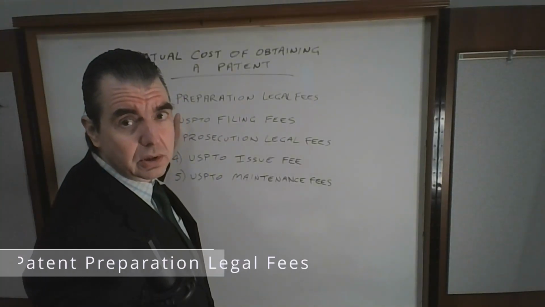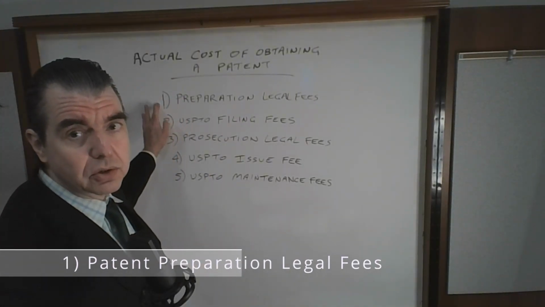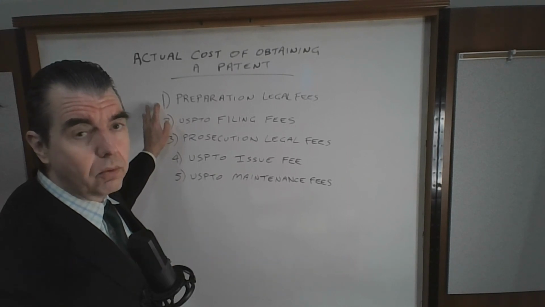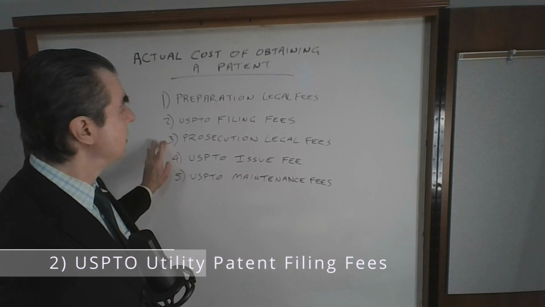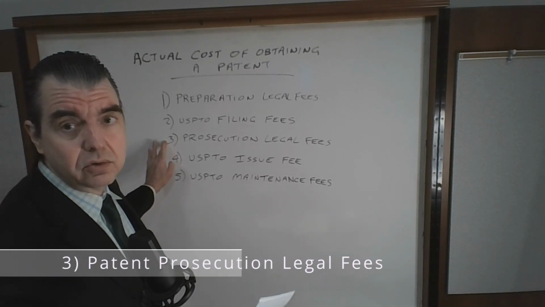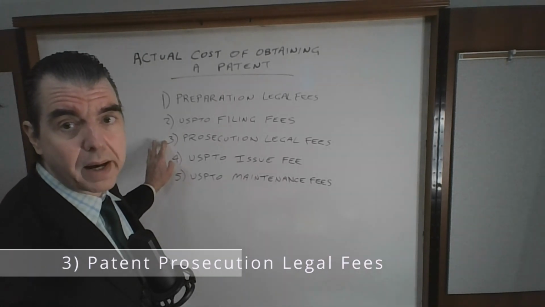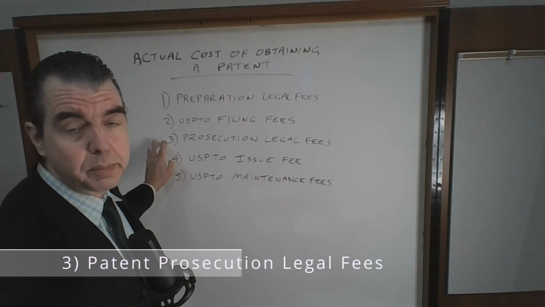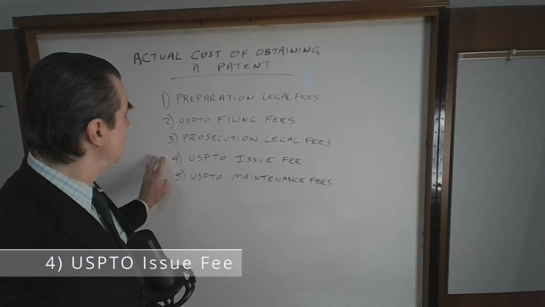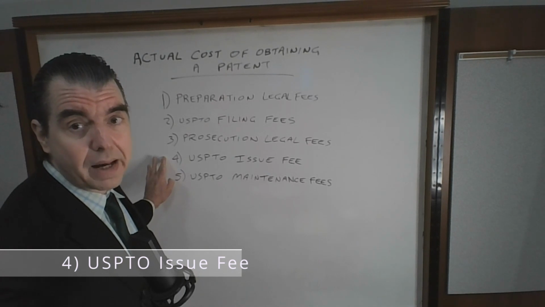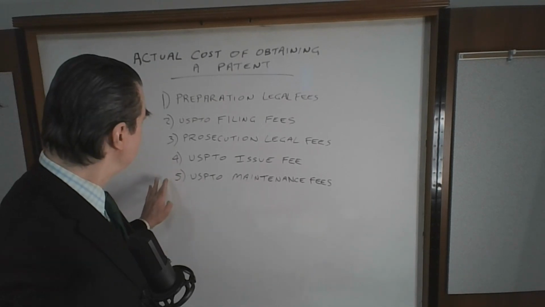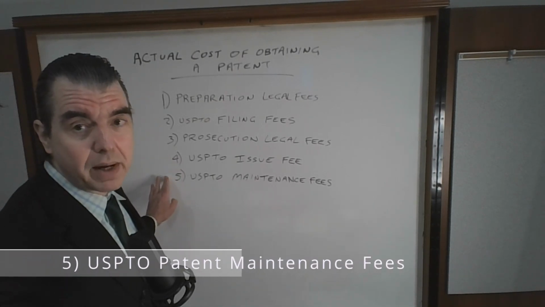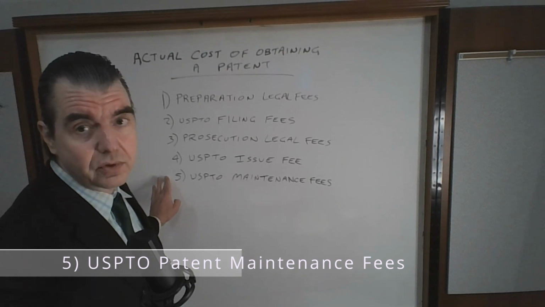The preparation legal fees to get the patent application ready for filing in the USPTO, the USPTO filing fees themselves, prosecution legal fees as you go through the process of arguing for the patent claims that you want to get in your utility patent application. If you do get the patent application allowed, then you'll have to pay a USPTO issue fee to get the patent granted. And then after that, you have to pay maintenance fees, USPTO maintenance fees.